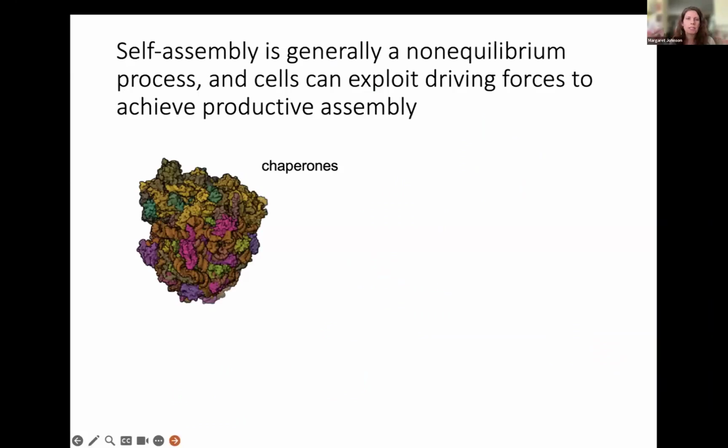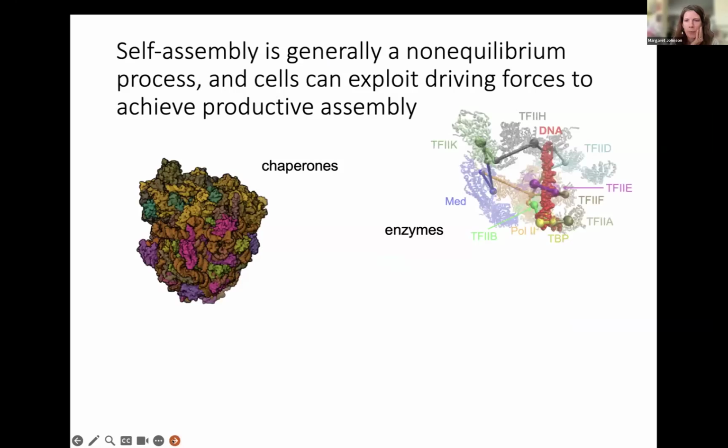And also we think of this as the simplest form, the most fundamental form of kinetic trapping. We didn't allow any mistakes to be made. It's really just monomer starvation. And so in living systems in general, this doesn't have to be occurring in equilibrium. You can exploit driving forces. So chaperones, enzymes can help.